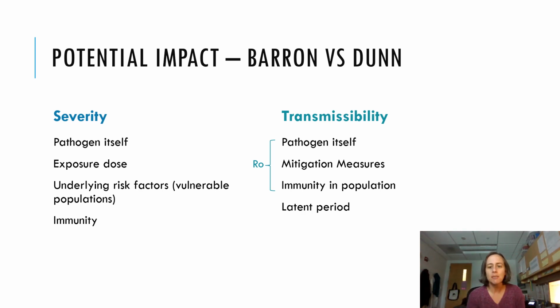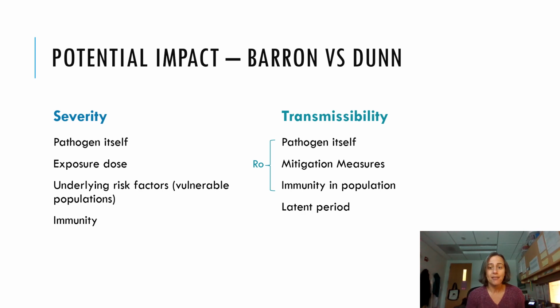In terms of transmissibility, for R naught, it's the pathogen itself, just how contagious a germ it tends to be, any mitigation measures that are in effect, and how much immunity is in the population, as well as what's the latent period. That's going to impact how quickly it can spread. Now, in terms of transmissibility, since the overall case numbers for Barron County were lower, then the transmissibility itself was probably about the same in the two counties because the case numbers weren't all that different from each other. But when we look at the severity, that's where we saw the difference, right?